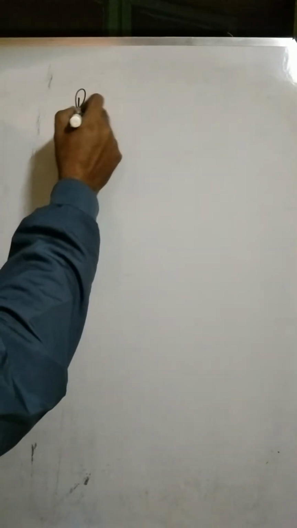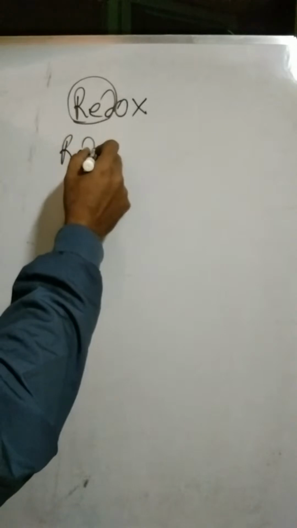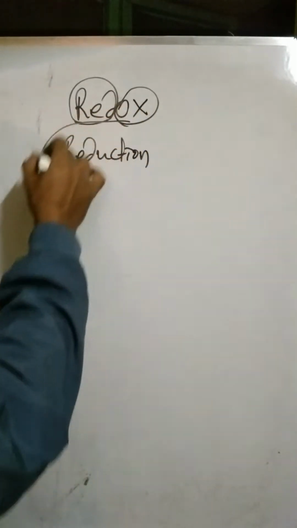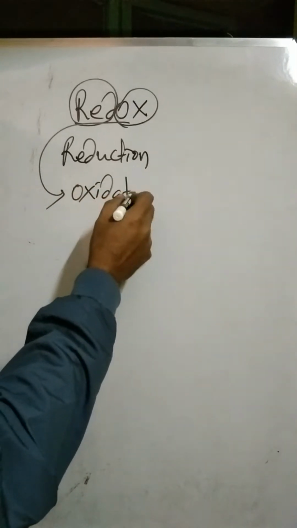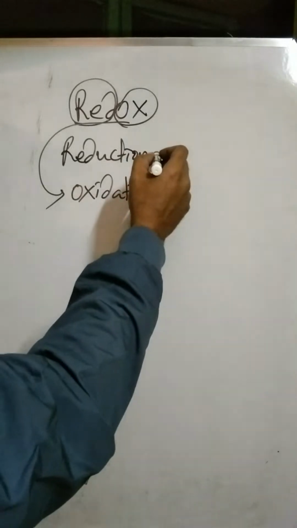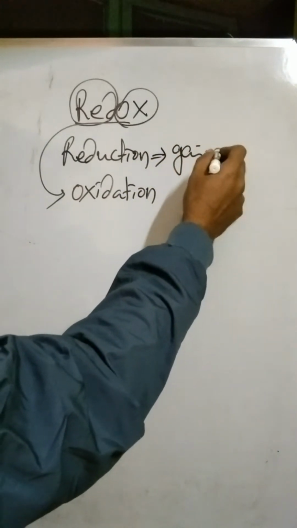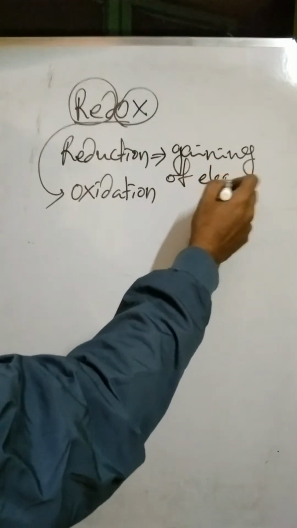Now in redox, this red comes from reduction, and this ox comes from oxidation. First you need to know what is reduction and what is oxidation. Reduction means gaining of electrons. Reduction is the gaining of electrons.